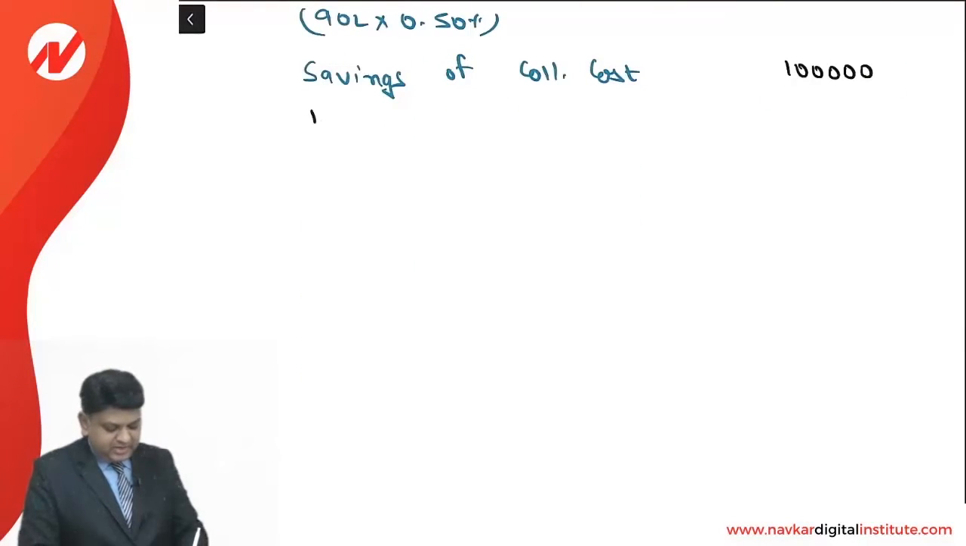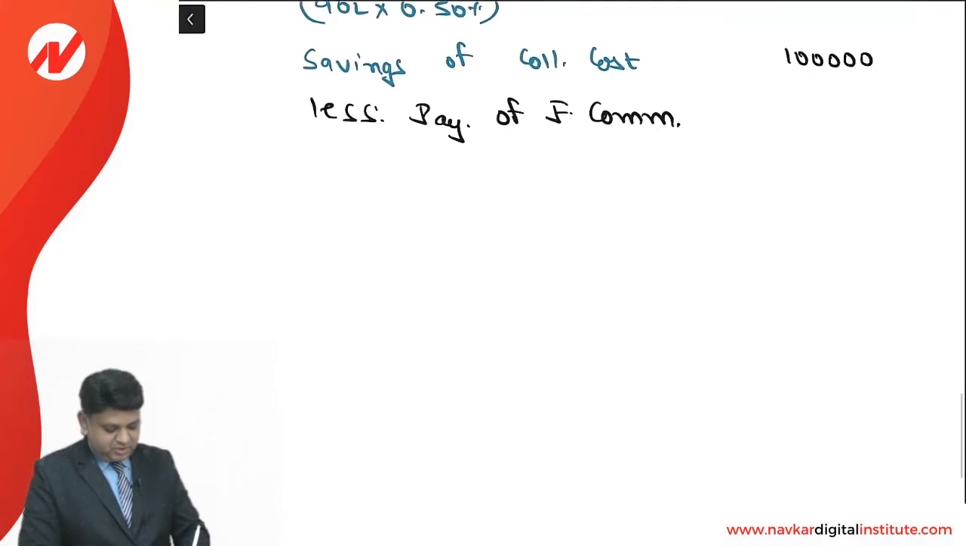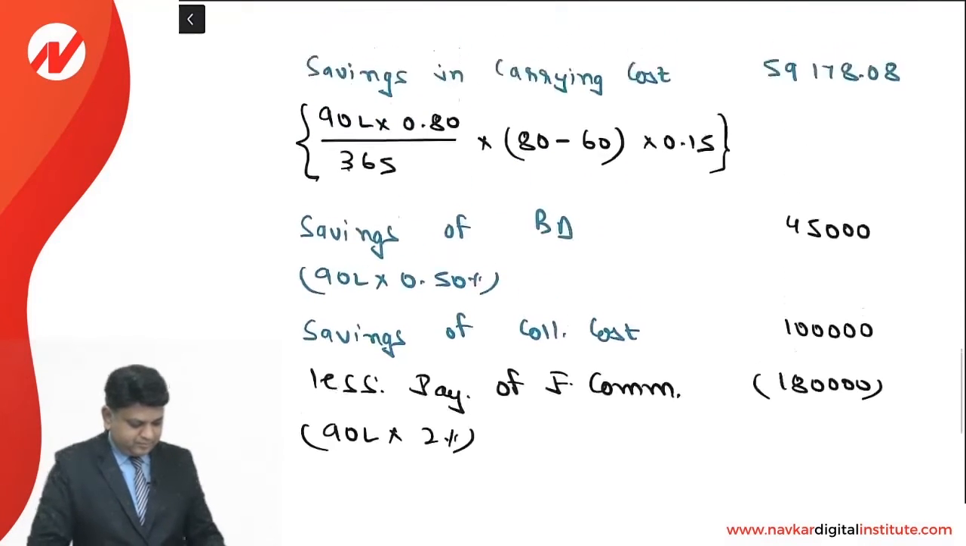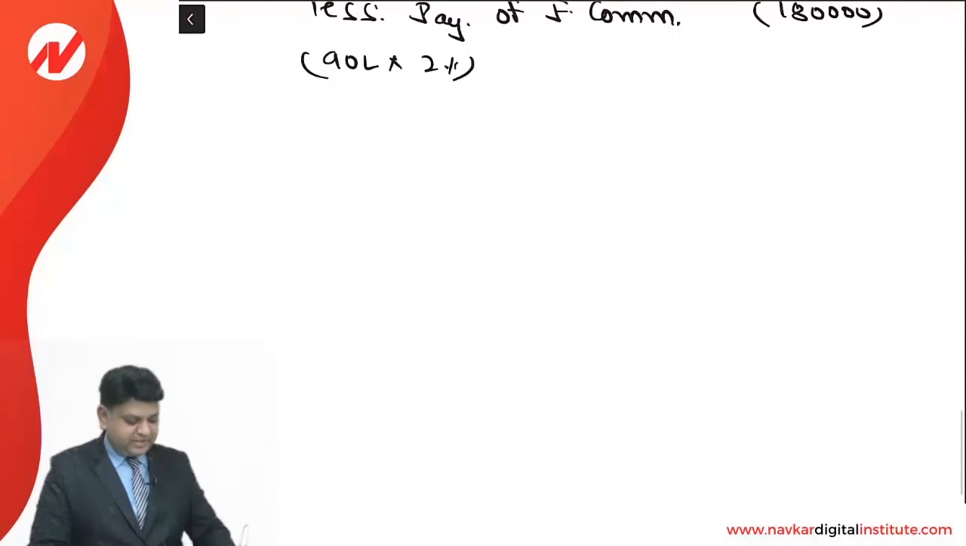Against that, you will be having payment of the factoring commission, which has been provided as 2%. So in that case, it is 90 lakhs into 2%, 1,80,000. So I request all of you to use your calculator: 59,178.08 plus 45,000 plus 1 lakh minus 1,80,000. So there is an advantage of appointment of the factor by 24,178.08.